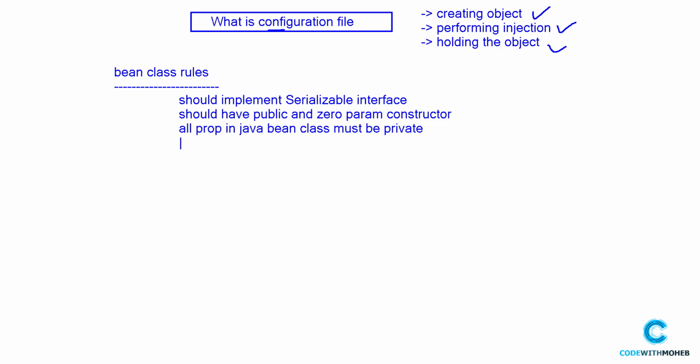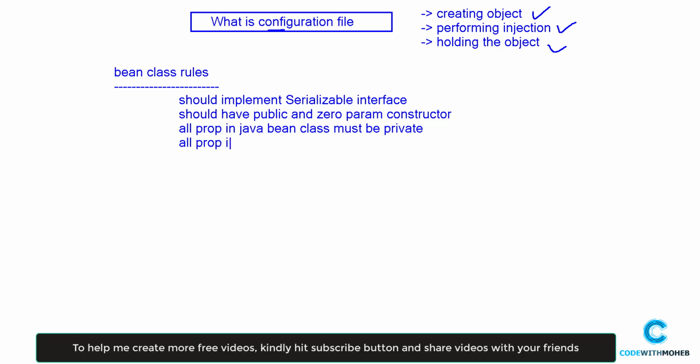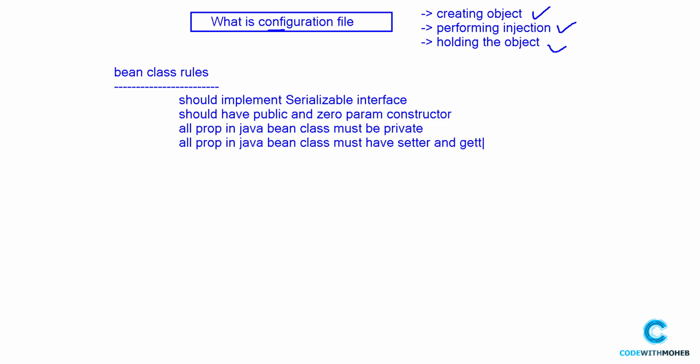And the fourth, all properties in a Java bean class must have setters and getters. These are the rules that we have for bean classes.